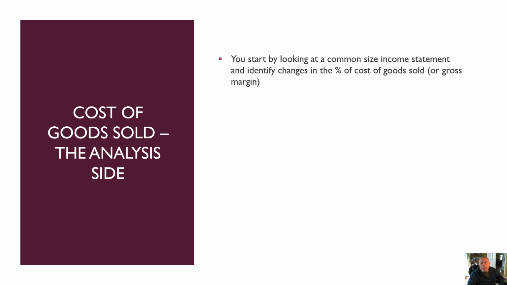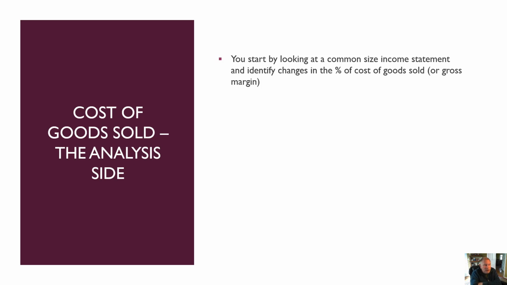Well, you start by looking at the common size income statement and identifying the changes in the cost of goods sold or gross margin, because if you remember, revenue less cost of goods sold equals gross margin. And again, we want to look at a trend. What is happening over a period of time?